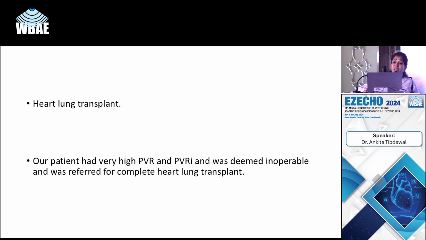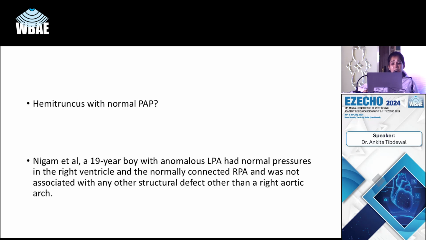And since the irreversible pulmonary artery hypertension inevitably happens, the ultimate treatment for most patients remains a heart-lung transplant. So our patient had a very high PVR and was deemed inoperable and was referred for complete heart-lung transplant. However, the patient did not return to us for follow-up, so we do not know the ultimate fate of the patient.